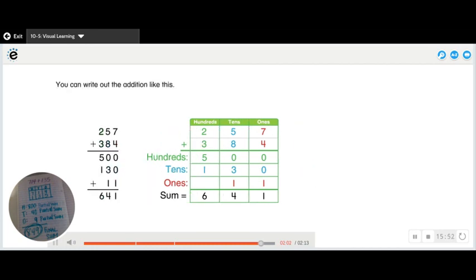You can write out the addition like this. The digits are lined up by place value. It makes it easy to keep track of the place value of the digits and the partial sums.